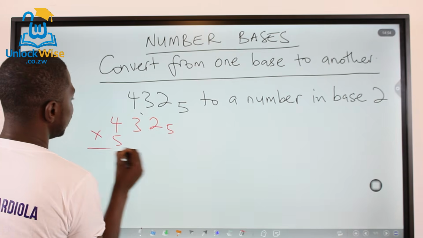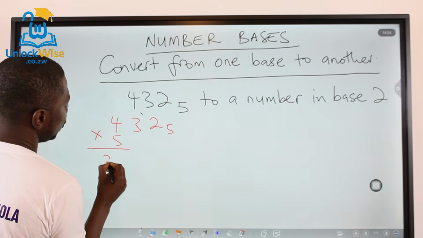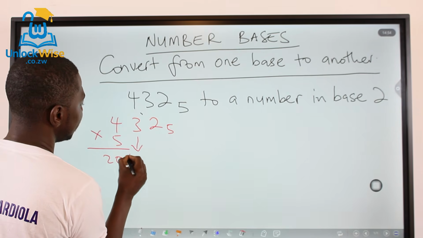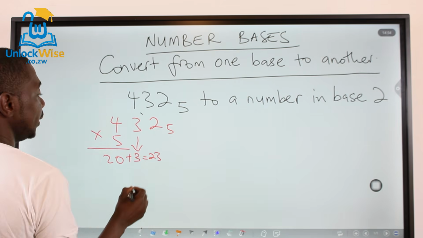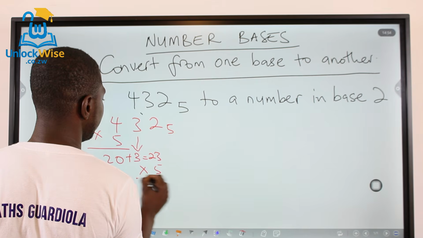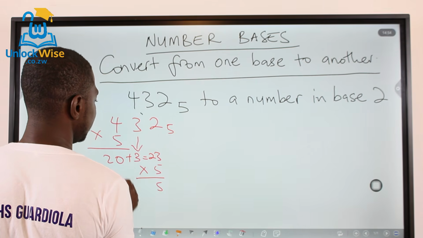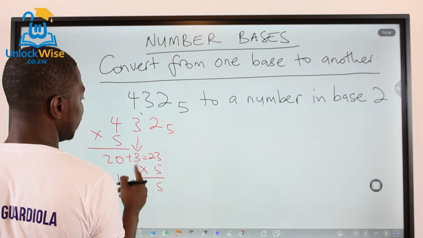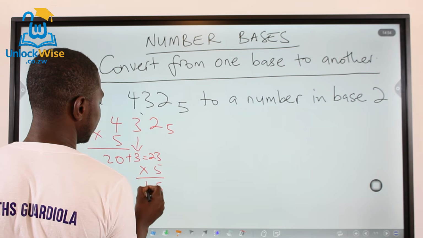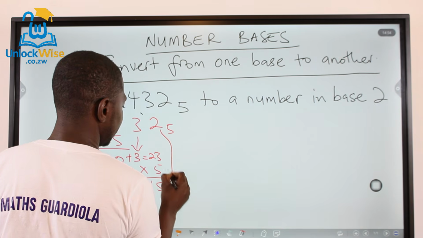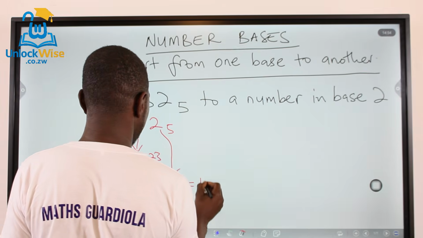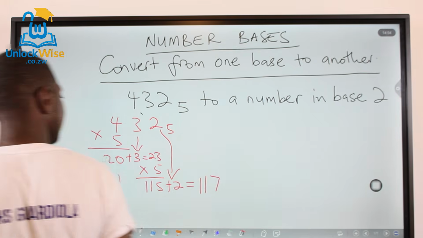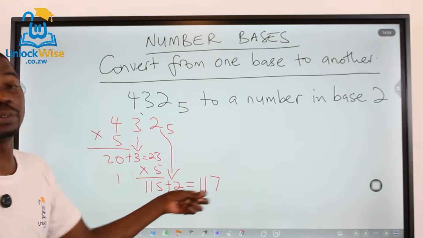So I'll multiply this one by 5 and get 20 here. I will add 3, then have 23. I'll multiply 23 by 5. This is 15. And then 5 times 2 is 10 plus 1 is 11. Then I'll add 2. This will give me 170. Now, this is in base 10.